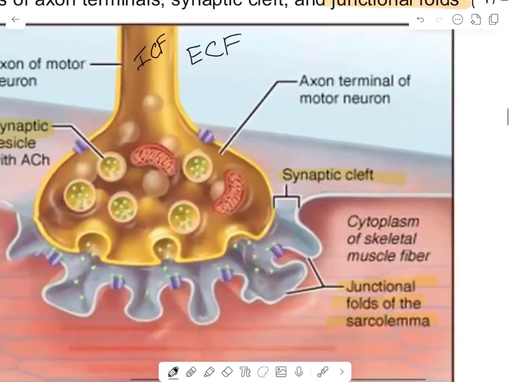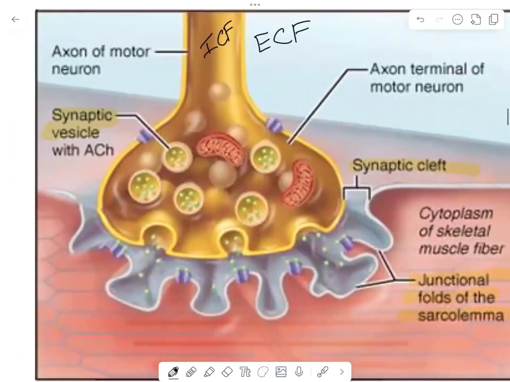If we zoom into the synaptic cleft, the little green dots that you see are the acetylcholine receptors as they're binding to these channels. Once this happens, sodium enters into the cell.